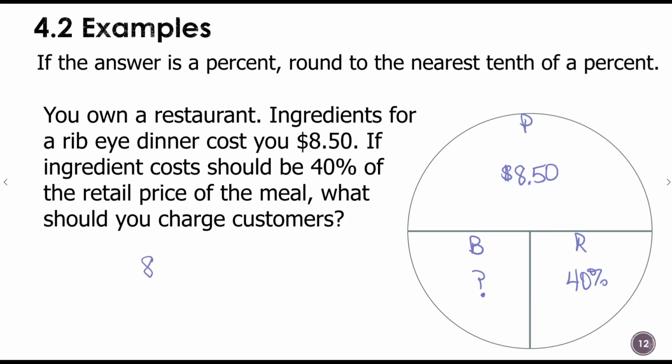So we take the $8.50, divide it by 0.4, right? That's going to be 0.4 in decimal form. And then we get this amount, 21.25. So that is the retail price right here. The retail price would be $21.25 for the meal. And hopefully once you see how this works out, that makes some sense to you on how this was set up.